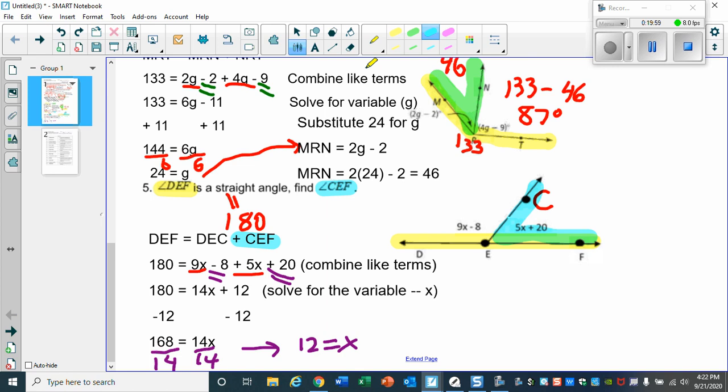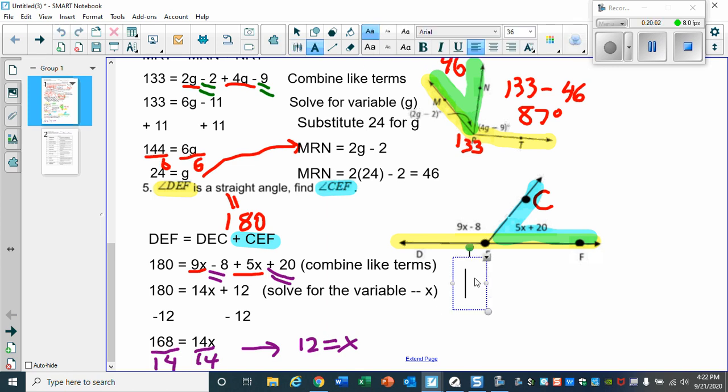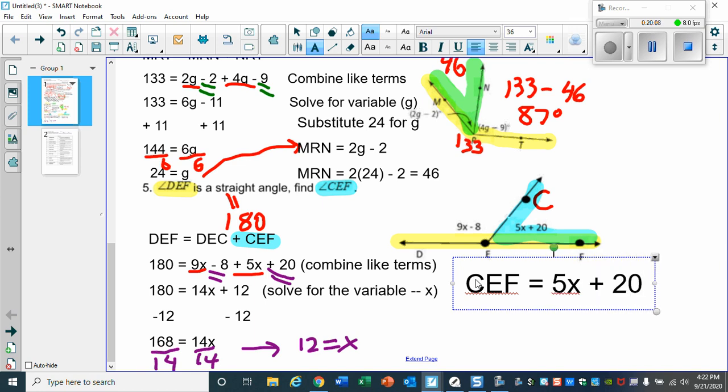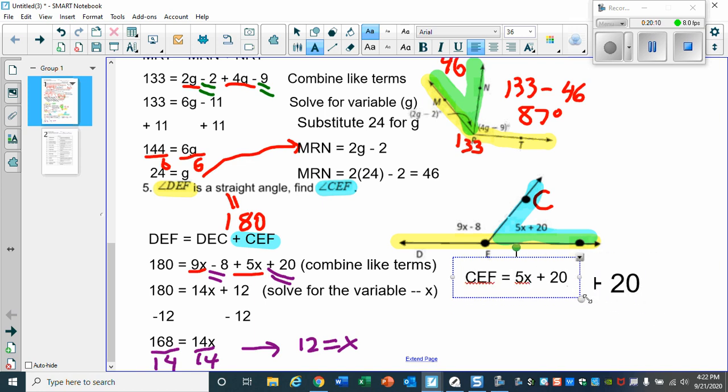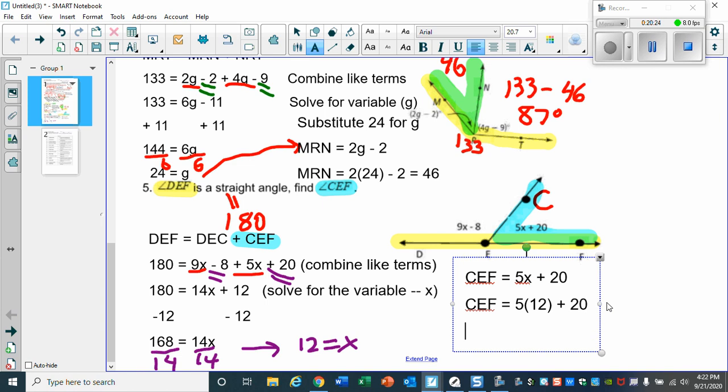So CEF, we know, equals 5x plus 20. That's from your diagram. And CEF equals 5 times 12. So we're going to substitute and then follow order of operations. And then you go from there. So I'm not going to tell you anything else you need to do. I want you to figure it out.